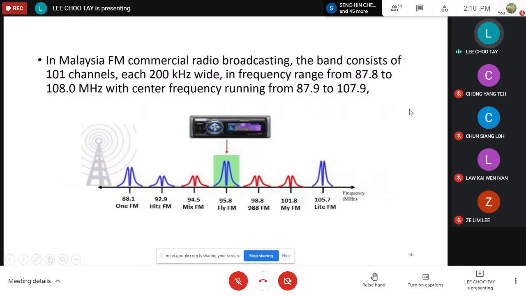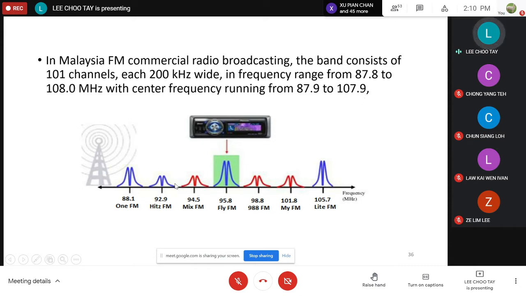So in Malaysia, as I talked about just now, the commercial radio broadcasting band basically consists of 101 channels. Each channel follows an international standard requirement. Each channel is 200 kilohertz. The frequency runs from 87.8 to 108 megahertz, with center frequencies running from 87.9 to 107.9.